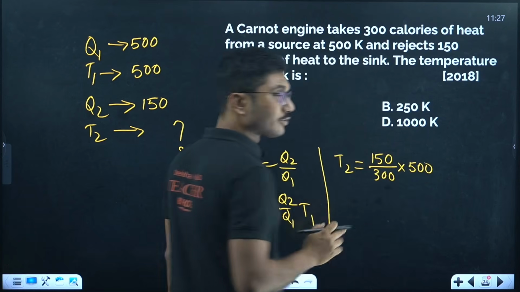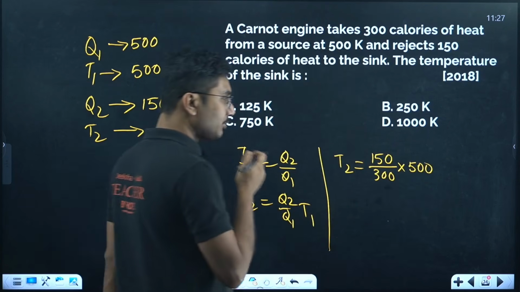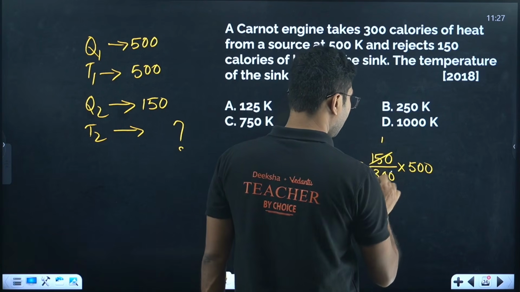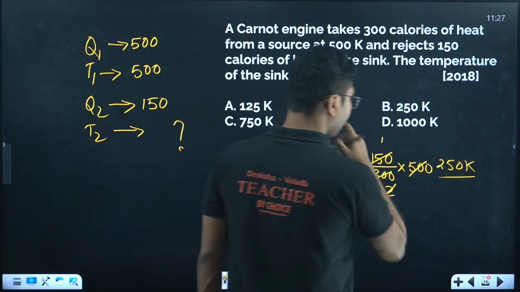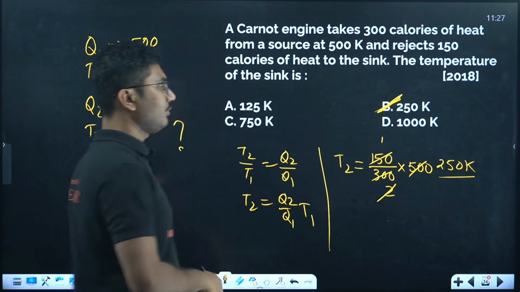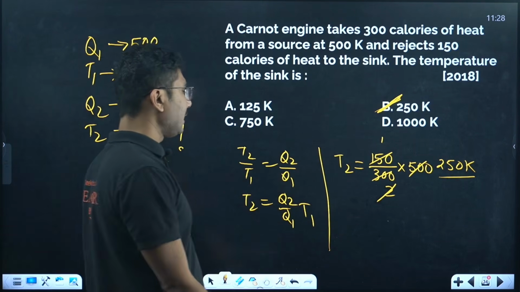But the temperature has to be in Kelvin. Remember, the temperature has to be in Kelvin. So you get 1 by 2, so you get 250 Kelvin. So the final temperature is 250 Kelvin. So the temperature of the sink is 250 Kelvin.